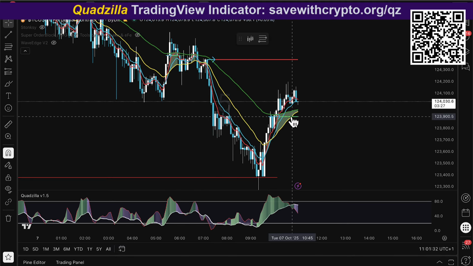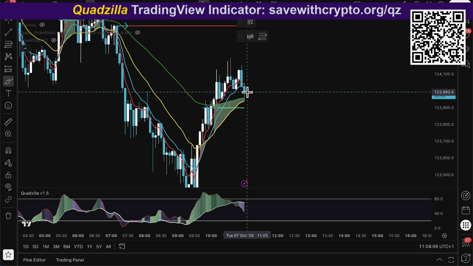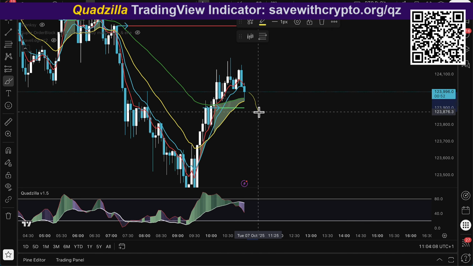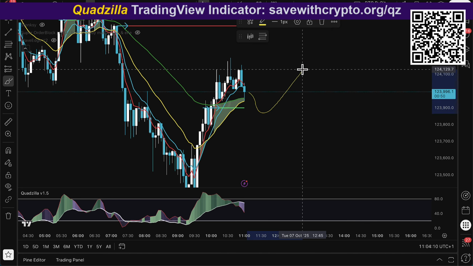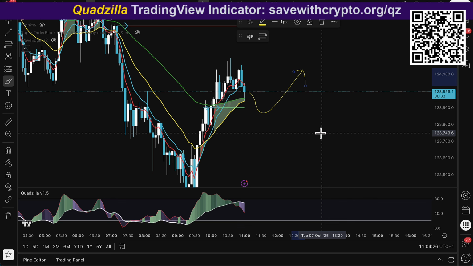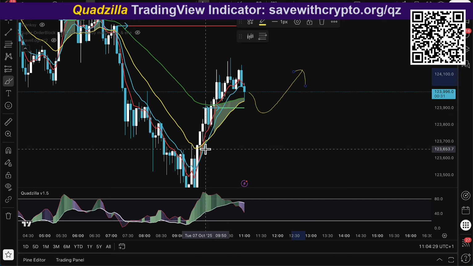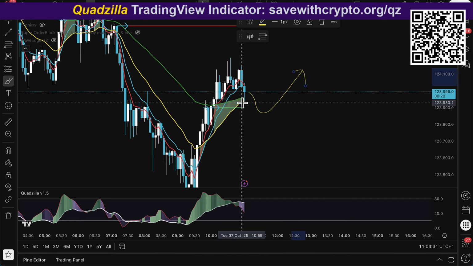We do have this retracement level here. So that usually implies that the prices are going to come back down to that level, go slightly below it, and then go back up. Now the important thing to watch here is these two EMAs converging. The yellow one is a 21 EMA and the green one is a 55 EMA.